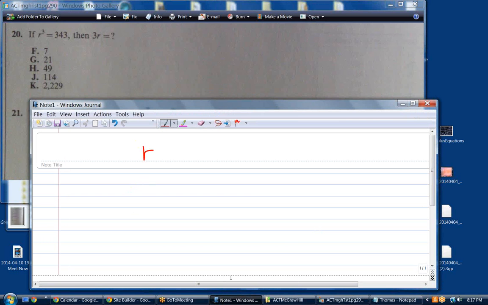Okay, we got r cubed equal to 343. They want 3r. So what's the first thing I have to do? This is a two-step problem. Well, I guess you'd want to solve for r. Okay, good. How do I solve for r? You do the cube root of 343. Good.